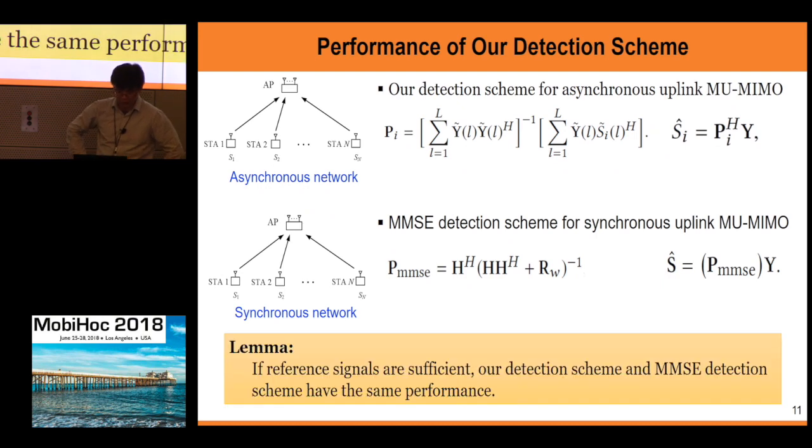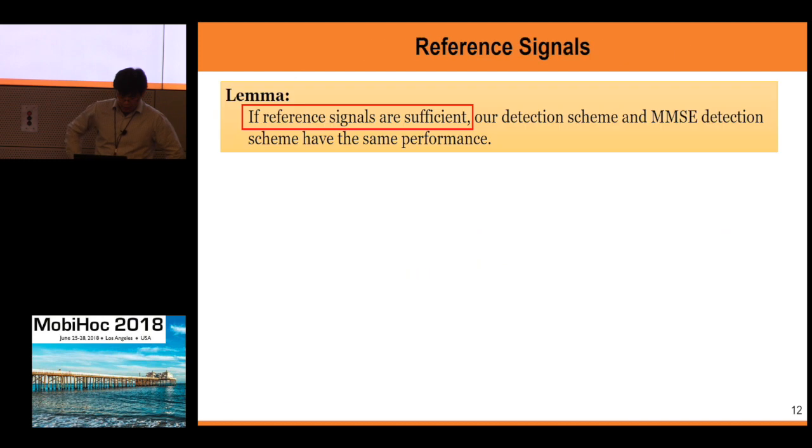And we get this result. If the reference signals are sufficient, then the performance of our detection scheme in the asynchronous network is the same as the performance of MMSE in the synchronous network. Which means in multi-user MIMO, without synchronization, there's no performance loss. And here we have a condition: the reference signal is sufficient.